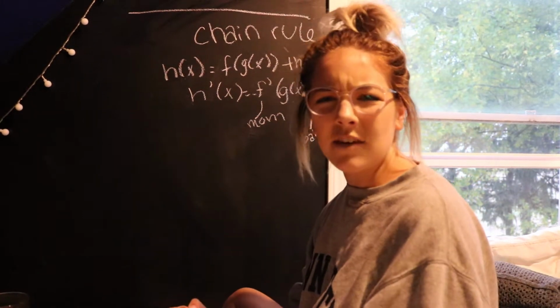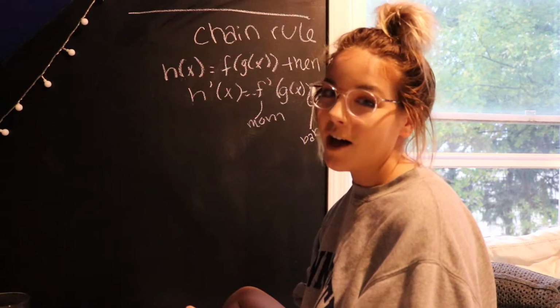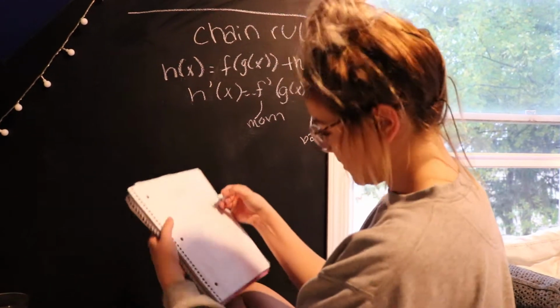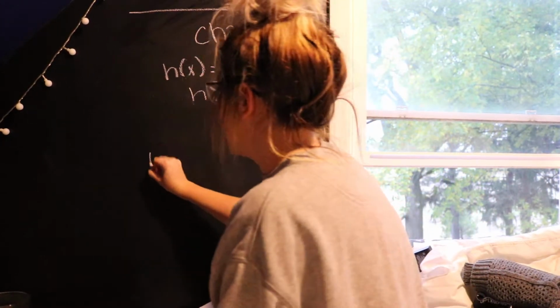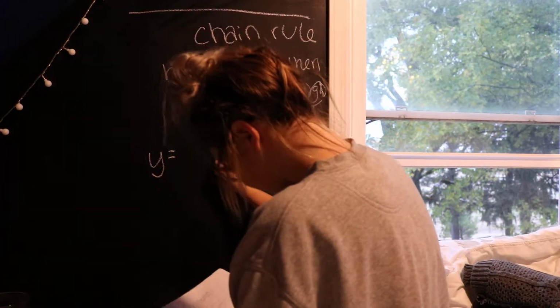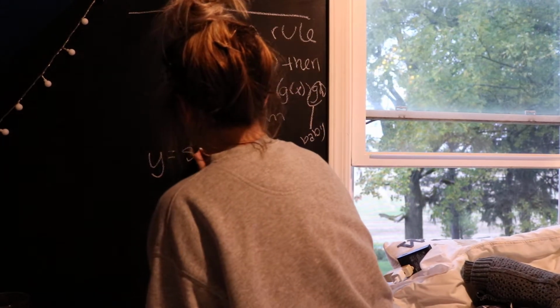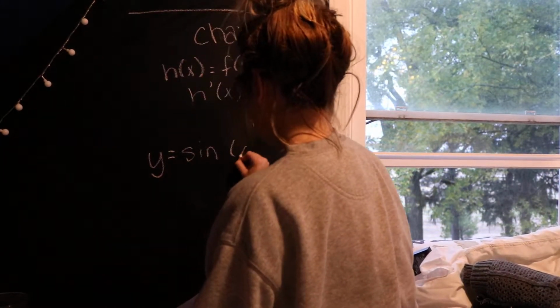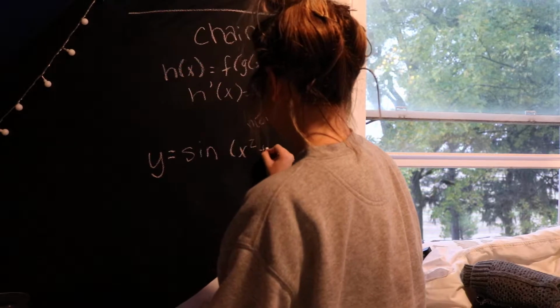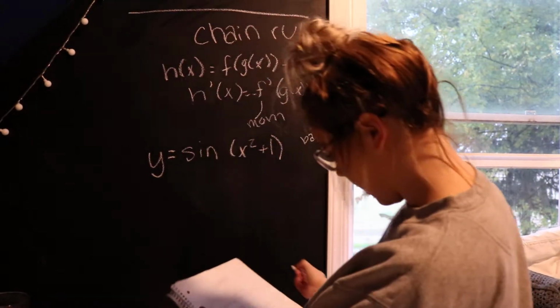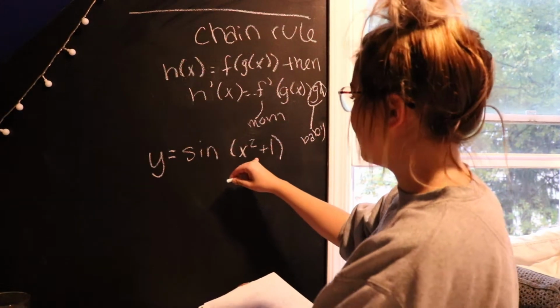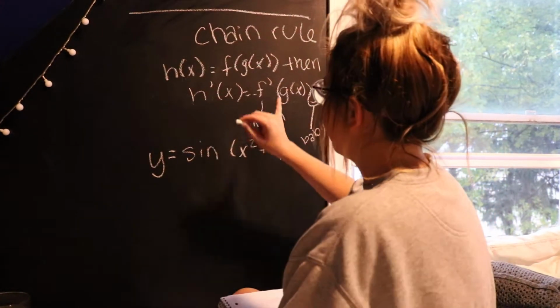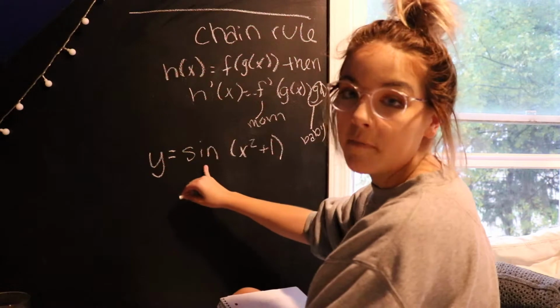Alright, sounds a little bit confusing, right? Well, I'm here to help you understand. So, let's do an example. So let's say y equals the sine of x squared plus 1. So now, this would be the mama, and this would be the baby. So like I said, we're going to find f prime, so the prime of mama.